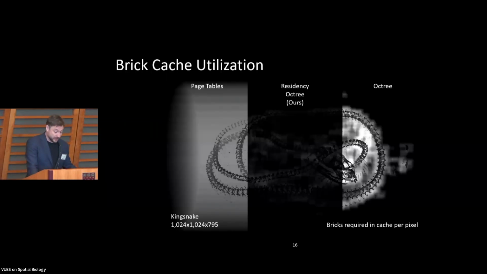So now let's get a feeling of how these three methods behave in terms of their cache utilization. This is a dataset of a king snake here in high resolution, and we visualize the number of bricks that are strictly required to be in cache per pixel by each of the three methods. So brighter pixels mean more bricks.